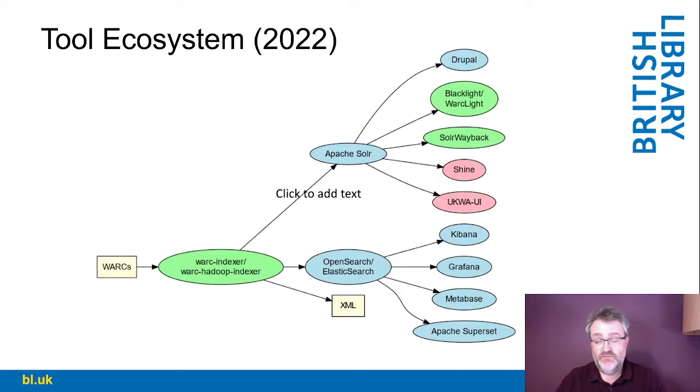Thanks to the various collaborators and contributors who've donated code and made new projects around the code base over the years, we now have more options. So, as well as simple things like you can output to XML instead of using Apache Solr, you can also now output to Elasticsearch or OpenSearch. And this opens up a whole new set of possibilities.